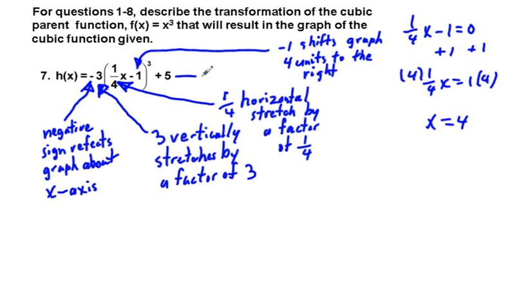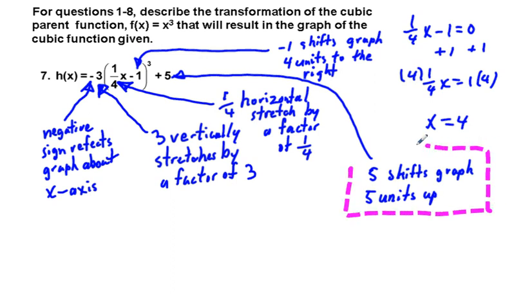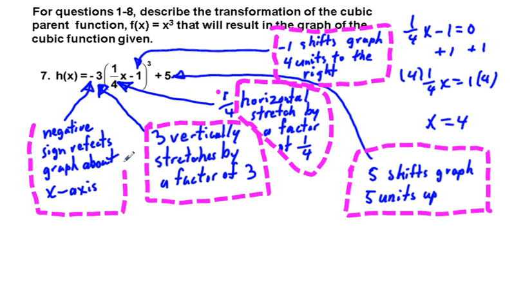And finally, this 5 shifts graph 5 units up. So here we have 5 changes going on here. I'll just put it here. Horizontal stretch by a factor of 1/4. Vertically stretches by a factor of 3. Finally, a negative sign reflects graph about the x-axis. So a lot of things going on here. Okay, next.